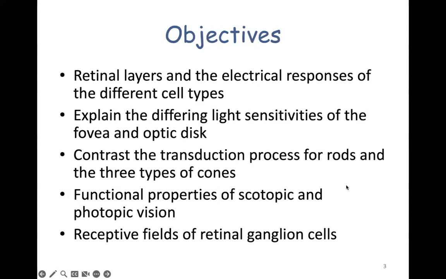So let's begin. First, we're going to talk about the retinal layers and the electrical responses of the different cell types in the retina. Then we're going to move on to the different light sensitivities of the fovea and the optic disc. Then we're going to talk about the transduction process for rods and the different types of cones. Then moving on to the different functional properties of scotopic and photopic vision, so essentially vision in the light versus vision in the dark. And then we're going to talk about receptive fields. In the final part of this lecture, we're going to talk about the visual pathway itself, inshallah, and that's going to be it.